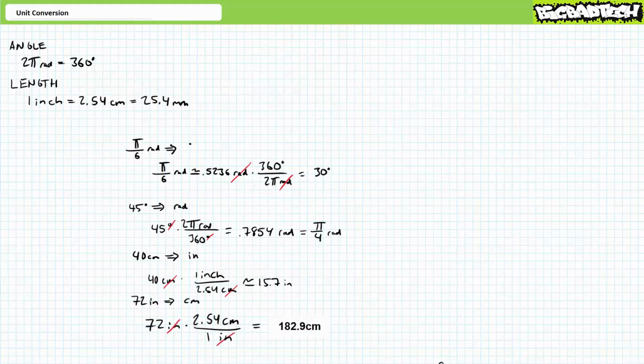Lastly, we've been asked to convert 72 inches to centimeters. The unit we want, centimeters, is on top, and the unit we don't want, inches, is on the bottom. 72 inches times 2.5 centimeters divided by 1 inch, units of inches cancel out, and we're left with roughly 182.8 centimeters. All right, hopefully those illustrated examples went well for you.